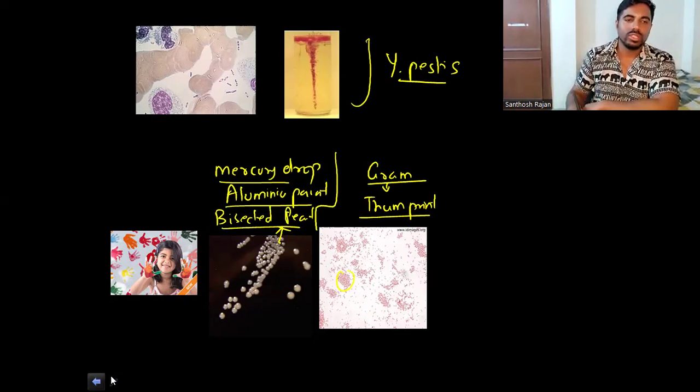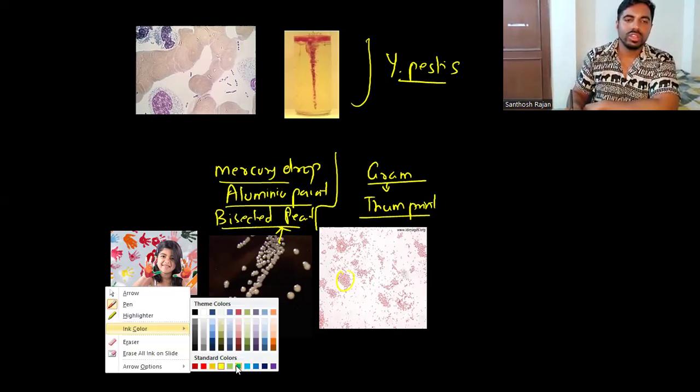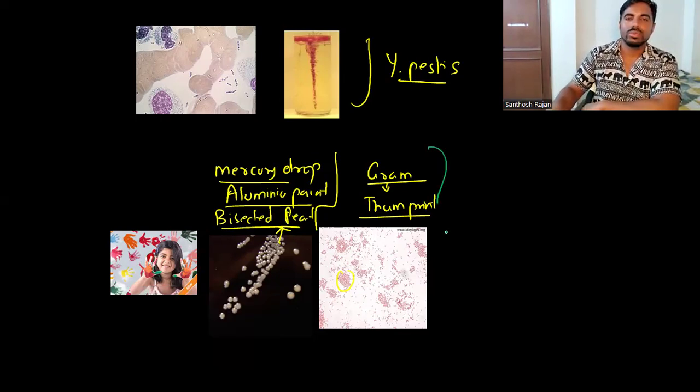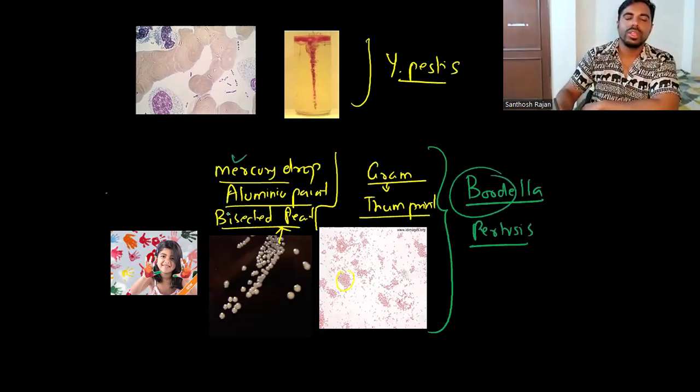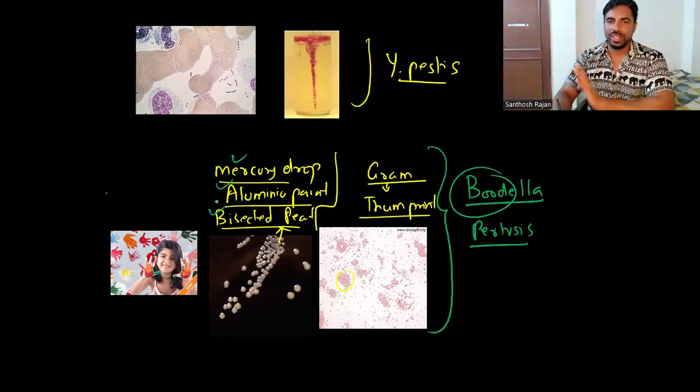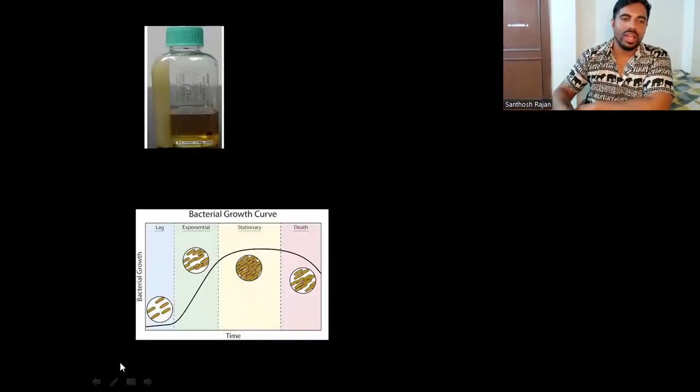Now, look at this beautiful child. She's just showing a finger. So what does this mean? Boarding school. In boarding school, babies, when they have whooping cough, they do this. That means it is Bordetella pertussis. Remember, in boarding school, they give mercury, aluminium, and bisected pearls when they got whooping cough. That's it. Thumbprint appearance: one is epiglottis in H. influenzae, and here thumbprint on gram stain is Bordetella pertussis. That's it. Now look at this one.